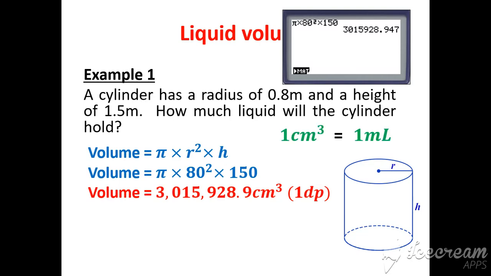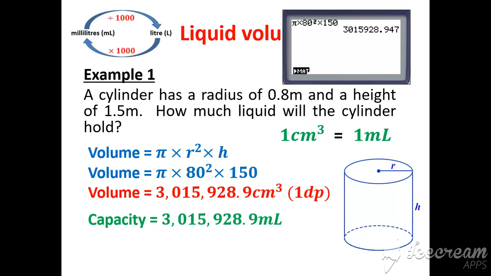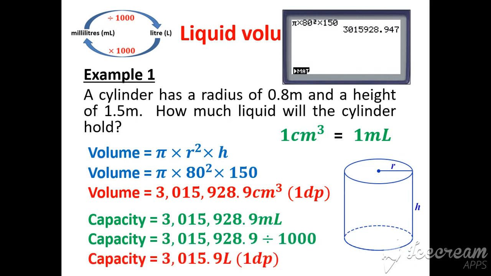Now remember our conversion. 1 centimeter cubed is equal to 1 milliliter. So therefore, if I know the volume is 3,015,928.9 centimeters cubed, I know the capacity is 3,015,928.9 milliliters. Right, so what am I going to do now? I'm going to divide that by 1,000 to get my capacity into liters. The question didn't actually ask that. I don't think it says how many liters, but I'm going to just for sensibility, and I'm going to get 3,015.9 liters. And most of us might say this container would hold approximately 3,016 liters.